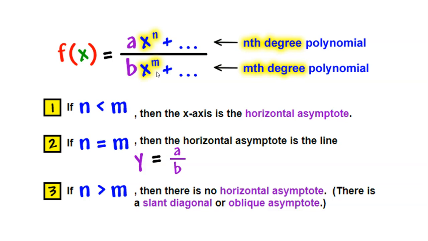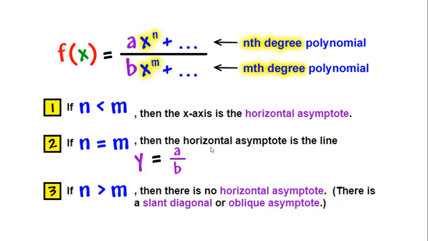So then we will look at some cases, how it can verify different cases by how we observe the degrees on each side, top and bottom. First case, n is less than m. The degree of the numerator polynomial is smaller than the degree of the denominator polynomial. Then the x-axis is the horizontal asymptote. In other words, the horizontal asymptote will be y equals 0.